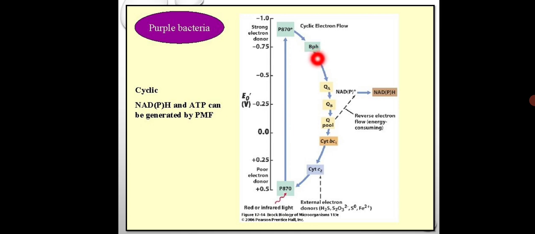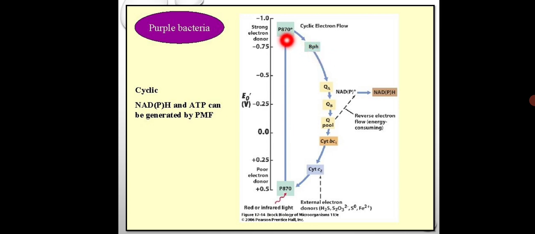These are the light harvesting molecules, BPH and BCHL, which means bacteriochlorophyll and bacteriopheophytin. These are the light harvesting molecules which can gather the light, excite and transfer the electron. So different reaction centers are present in the cell membrane. Here P870 is one reaction center, bacteriochlorophyll is another, bacteriopheophytin is another. They can harvest the light and they can transfer the electron. That is the main function of these light harvesting complexes.